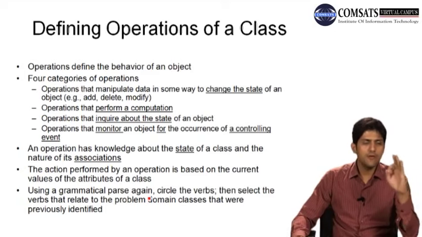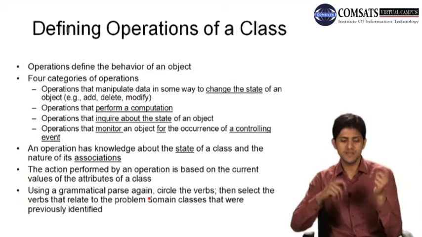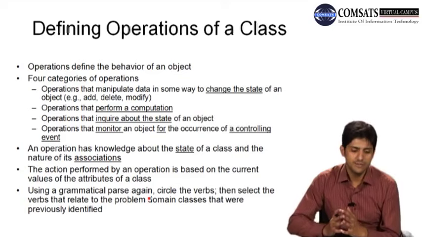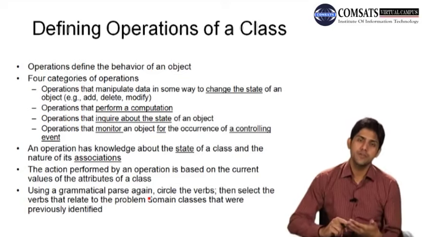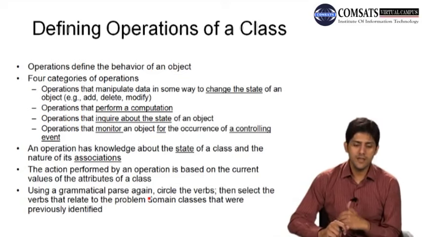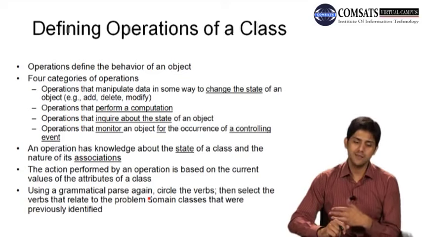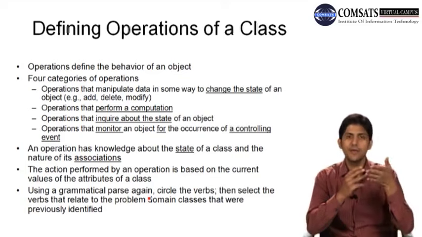Okay. Number one, we have operations that manipulate data in some way. For example, to change the state of an object, we add, we delete, or we create a new entry, or we modify an entry. Then we have operations that perform a computation. The third category is of operations that inquire about the state of an object. The fourth category is that monitors an object for the occurrence of a controlling event. So we have four categories.